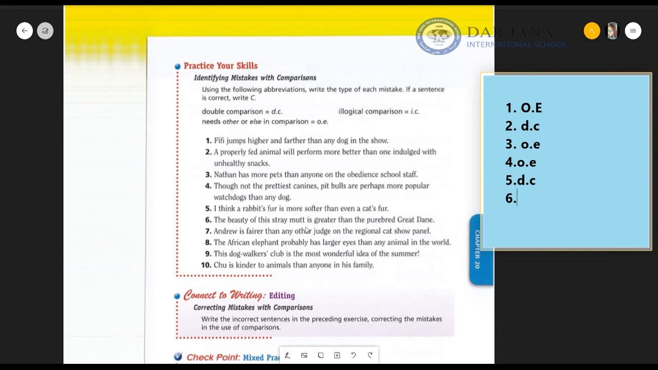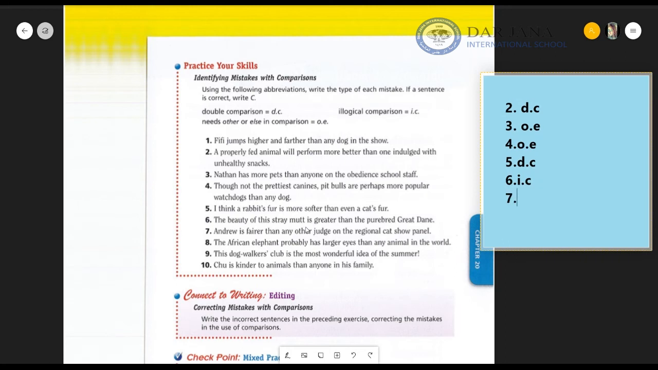It's illogical. I'm comparing the beauty to a Great Dane. Great Dane's beauty. So the word is missing. Or I can either add the possessive form or I can add "than that of a Great Dane." So here it's illogical comparison because two different things are being compared.